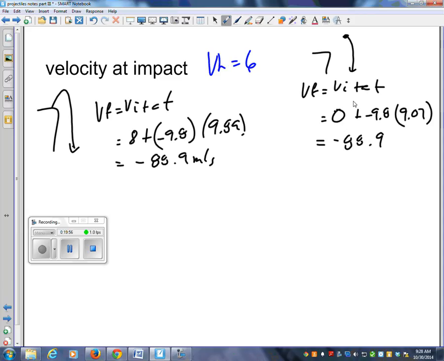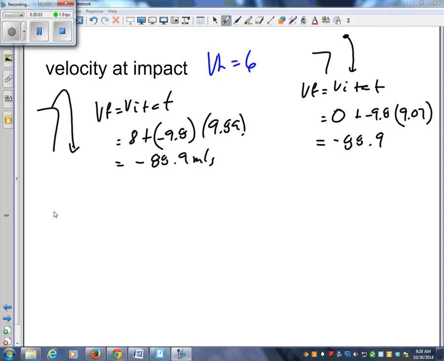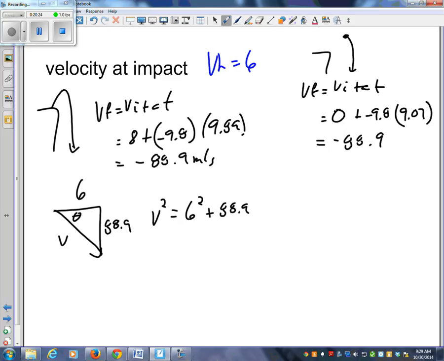Corey, yeah? Okay, so now how do I find velocity at impact? Draw this out, you guys. Don't be lazy. It takes just a few seconds. So this is going to be 6. This is 88.9. So the majority of the velocity is vertical. So you're going to have a rather large angle here, right? So v squared is 6 squared plus 88.9 squared. That gives about 89.1 meters per second, and of course you're going to need an angle.